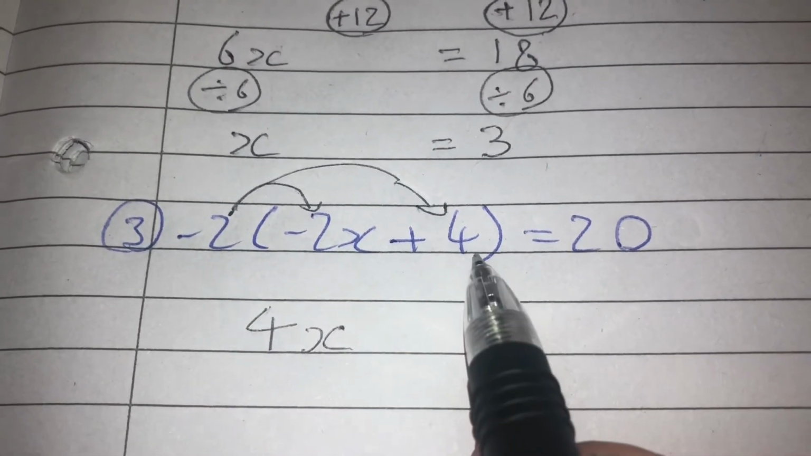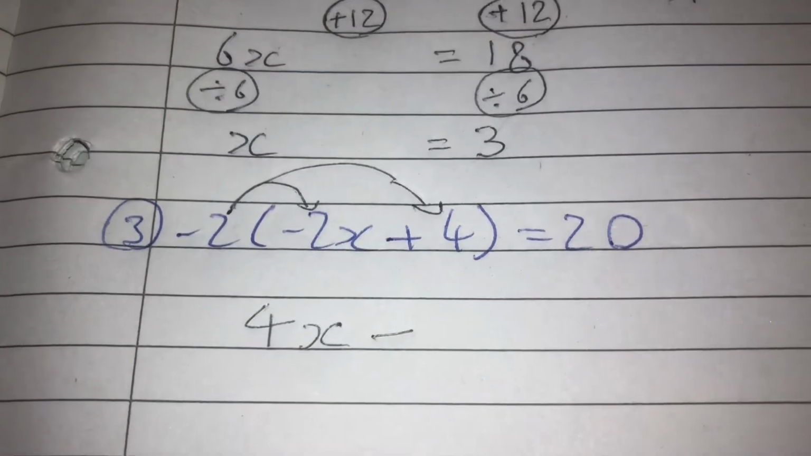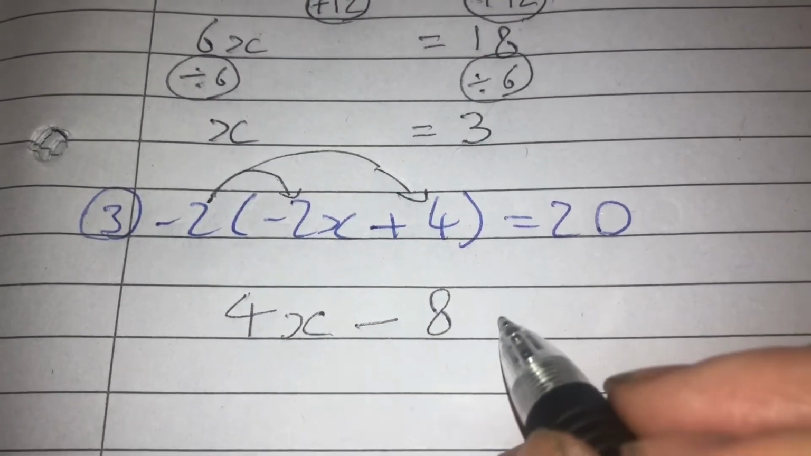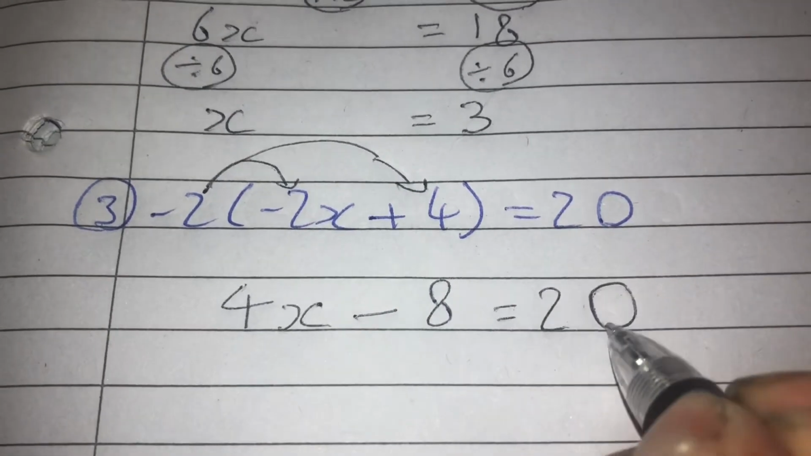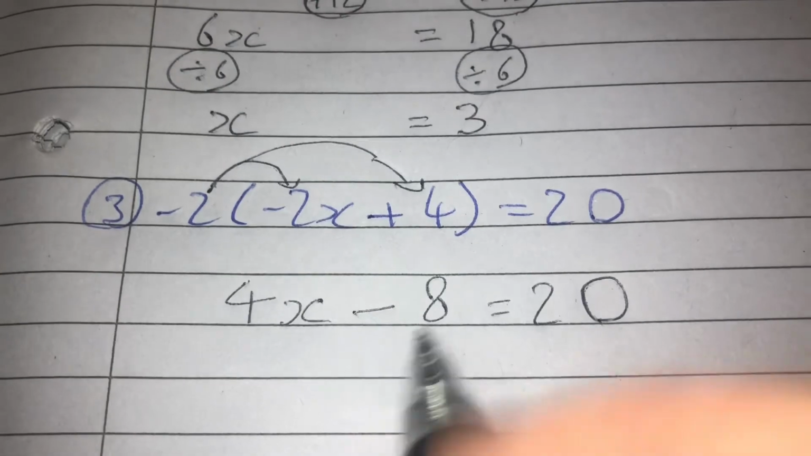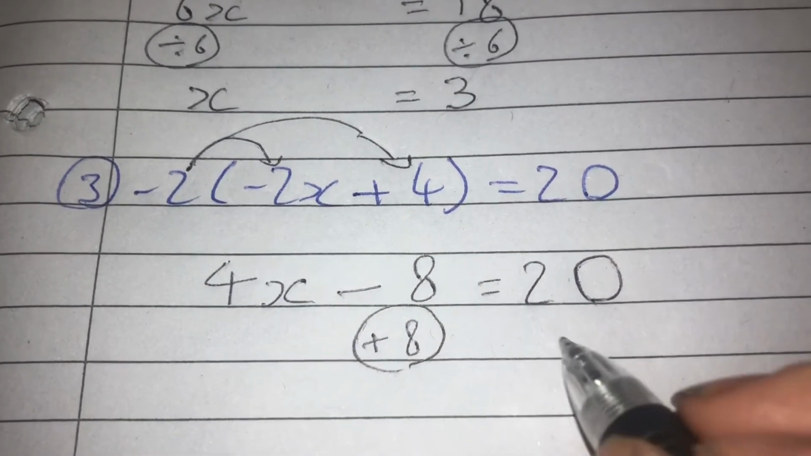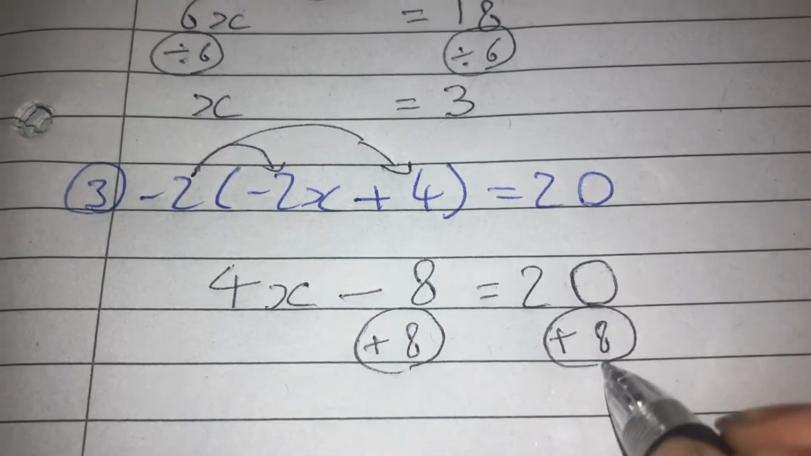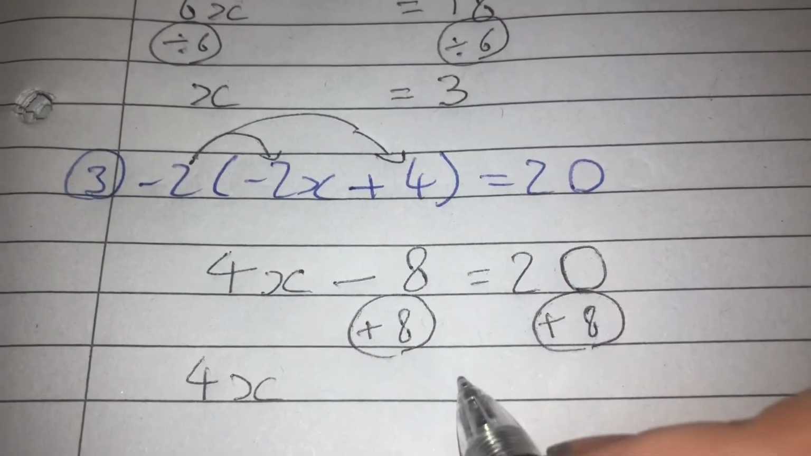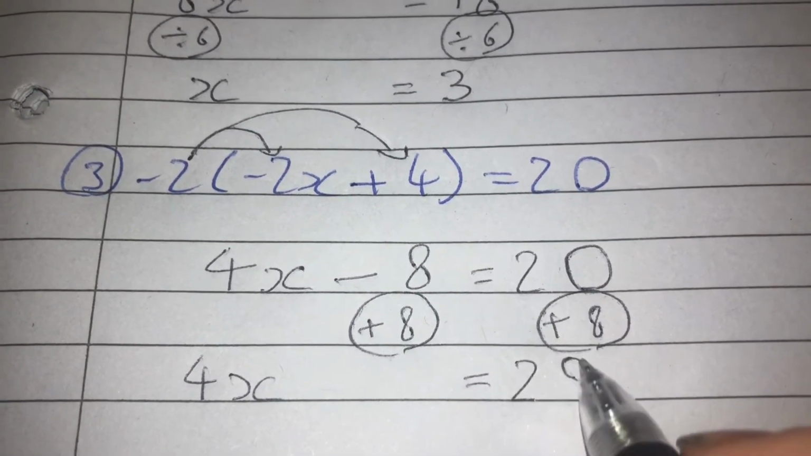Minus 2 times plus 4. A minus times a positive gives me a minus. And 2 times 4 is, of course, 8. So I get minus 8 equals 20. Now we're left with our two-step equation to solve. To get rid of minus 8, plus 8. Okay, plus 8 to the right hand side as well. Got 4x now. Minus 8 plus 8 is 0, so it's gone. 20 plus 8 is 28.